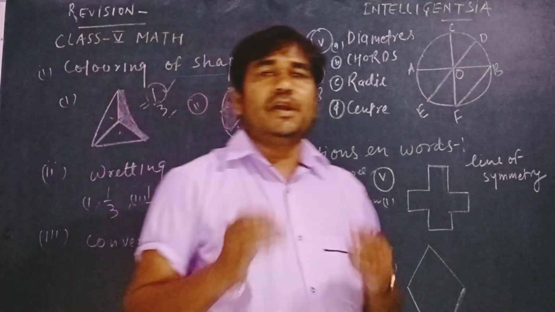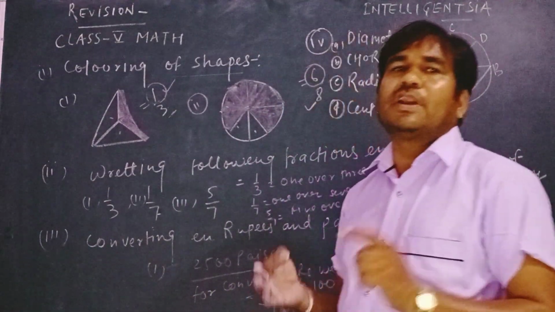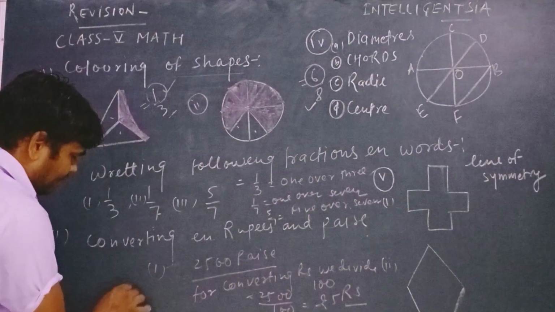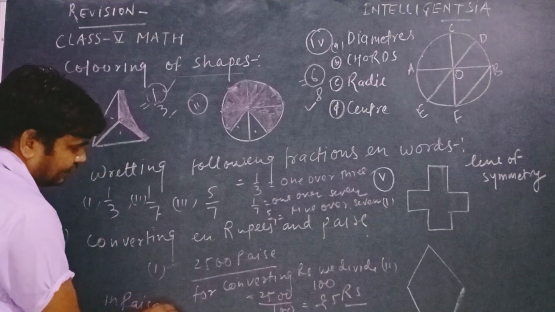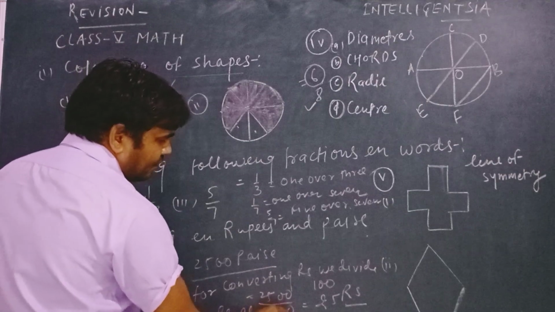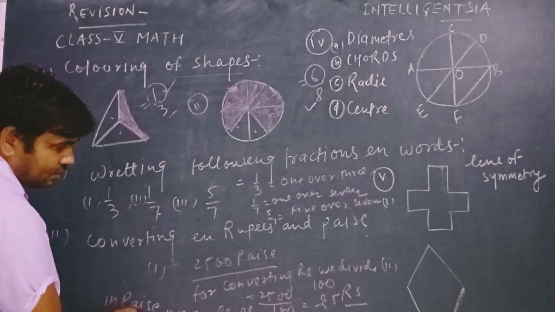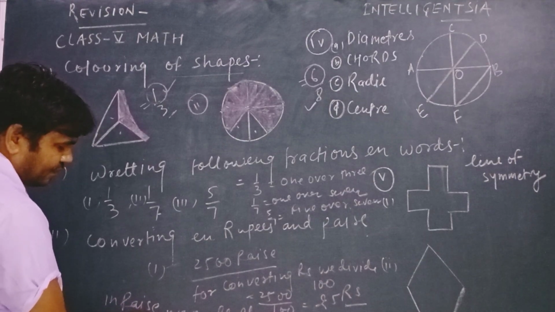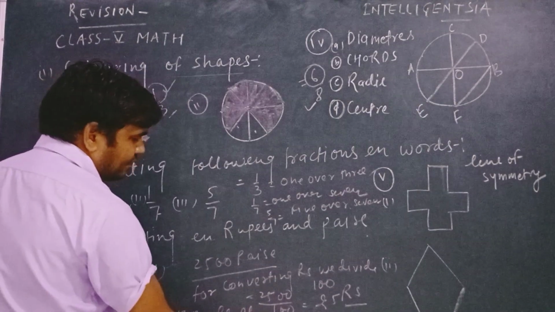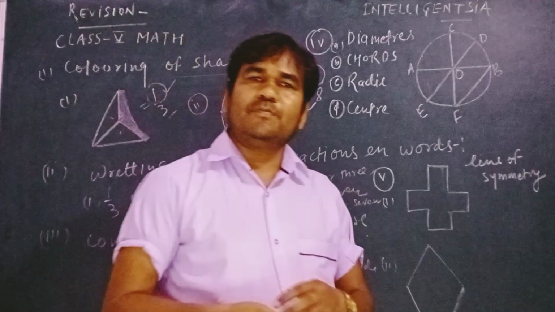And in converting rupees into paise, you have to multiply by 100. So here you see 7 rupees. We multiply 7 by 100, which equals 700 paise. So this is the converting of rupees and paise.